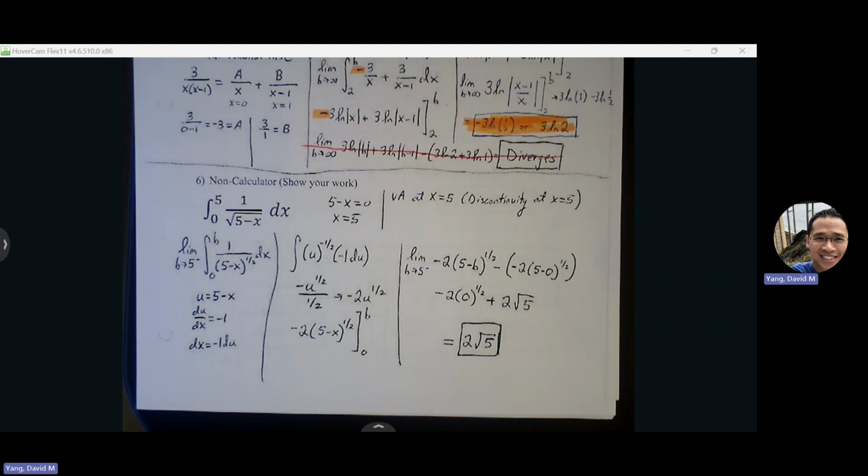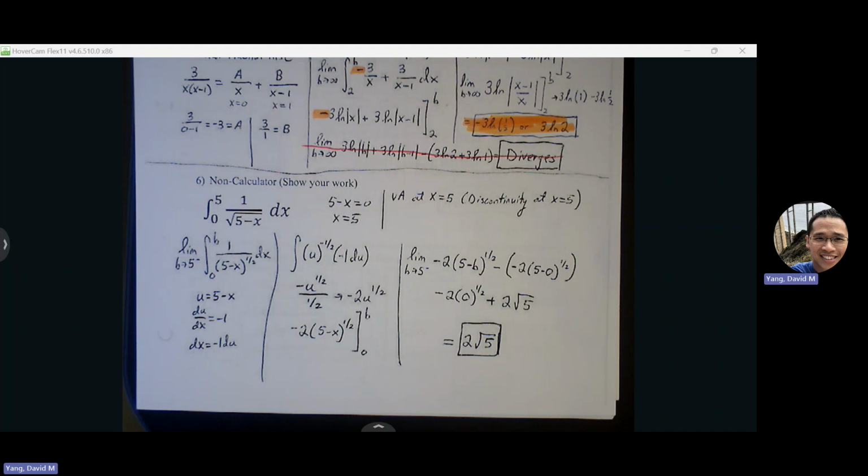By looking at this problem, we know that there is an issue at 5, right? We know that 5 is causing that denominator to be 0. We can't usually do a definite integral if one of the boundaries doesn't exist. But we know there's an issue at 5, so this is one of those improper integrals that we can set up.